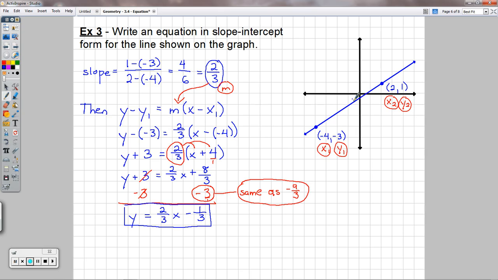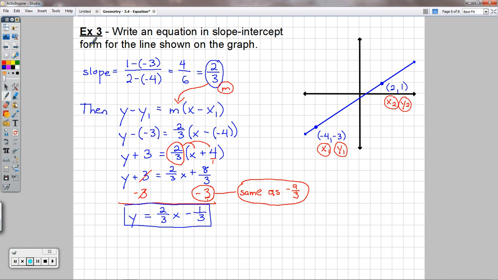So does it look like it could be at negative 1/3, a little less than halfway from 0 to negative 1? I would say definitely. It looks like that could be a valid y-intercept. And then 2/3, are you going up 2, right 3? Up 2, right 3? Sure are. So that works out. This checks out with the graph.